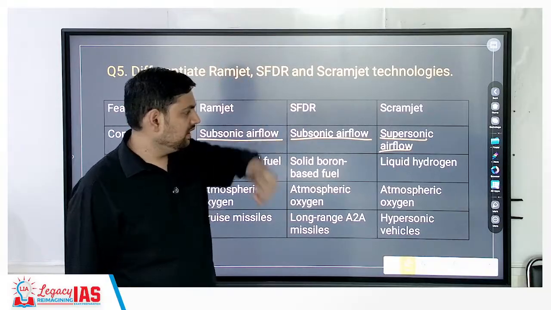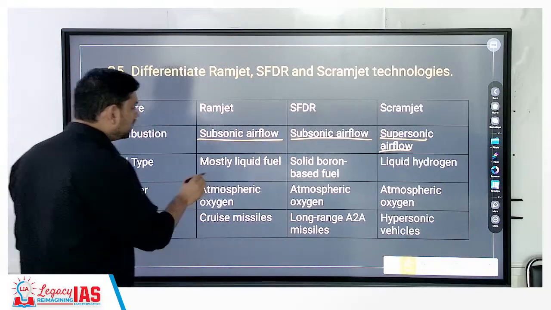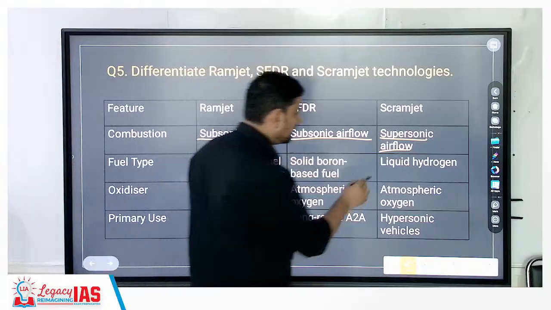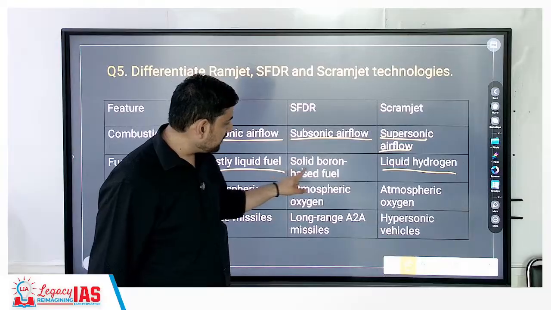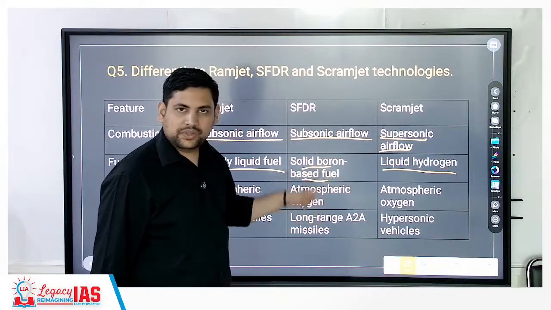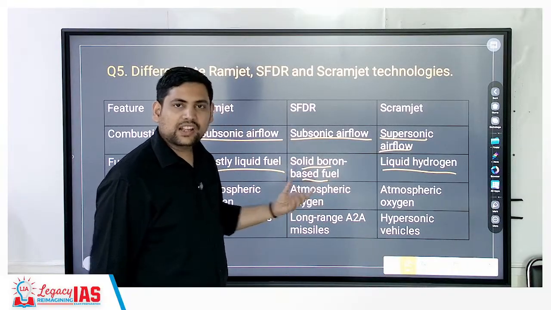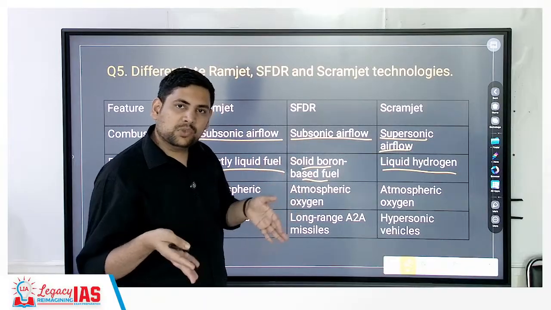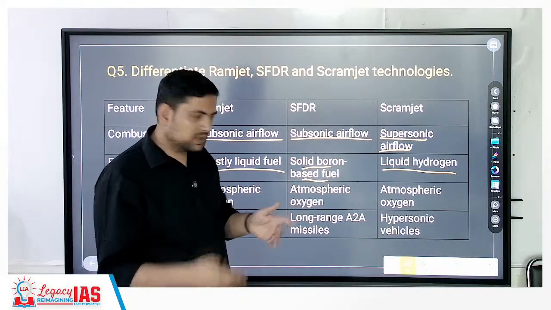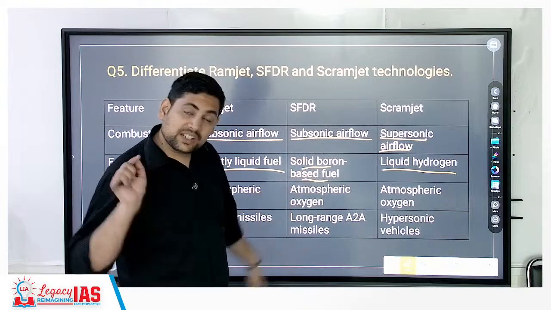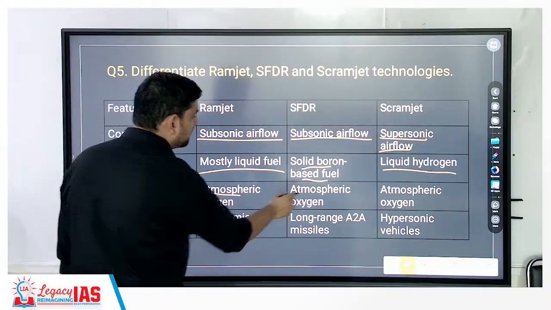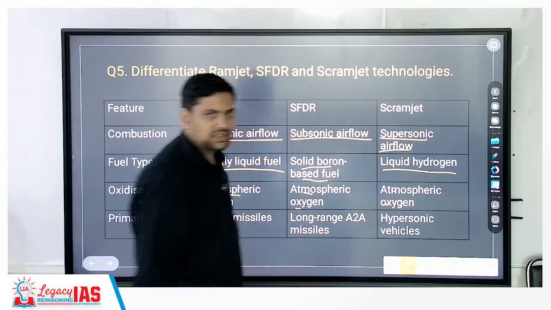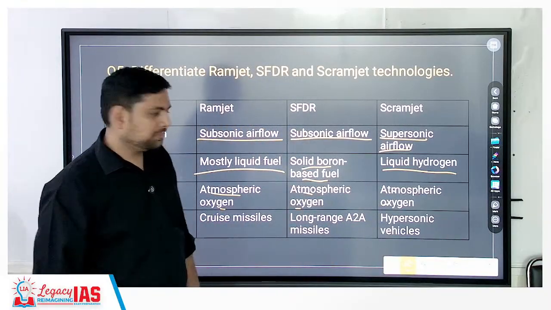throughout the journey. Then fuel type, this is mostly liquid fuel. This is also liquid hydrogen, as I explained to you. Those are usually liquid. Now here you have solid boron based fuel, which gives it much more stability, and solid fuels are usually more energy dense. So in a small space, it can carry more energy. That's why it became long range. Then the oxidizer is atmospheric oxygen in all of them. All three of them are air breathing propulsion systems.